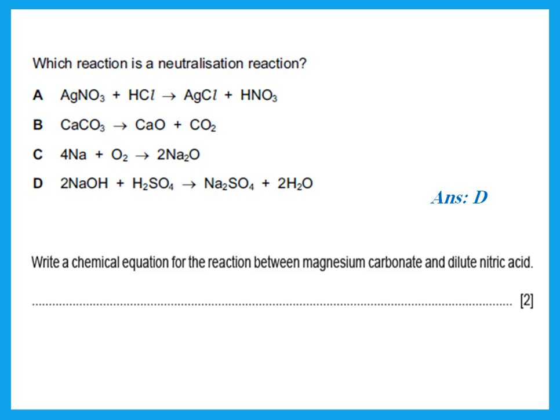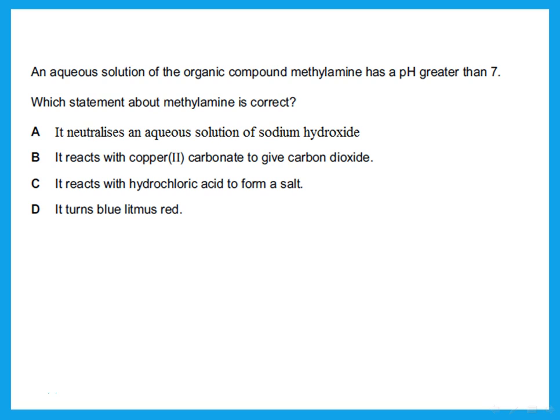Write a chemical equation for the reaction between magnesium carbonate and dilute nitric acid. You remember how to write equations? Magnesium carbonate plus nitric acid would give magnesium nitrate. Remember the valency of magnesium is 2, plus carbon dioxide plus water, and you need to remember to balance. Even if he does not say balance, you are supposed to balance, so you need a 2 in front of the nitric acid to balance the equation.